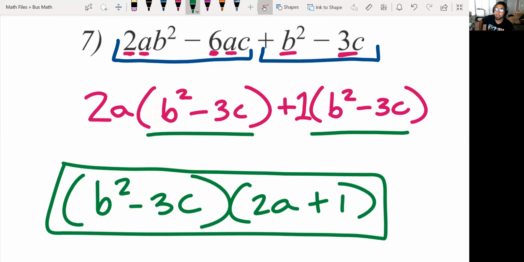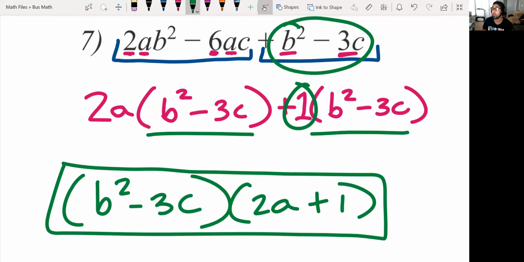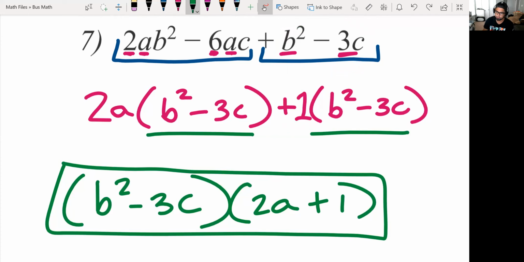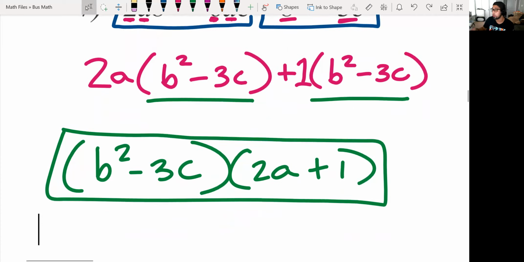So, in a sense, you can say from b squared minus 3c, the only number you could factor out is a 1. You can always factor out a 1. You can even factor out a negative 1, but that comes later, I think. Not in factor by grouping yet. Okay. So if you can't take anything out, take a 1 out. That's what we did for the last 3, right? Including this one.